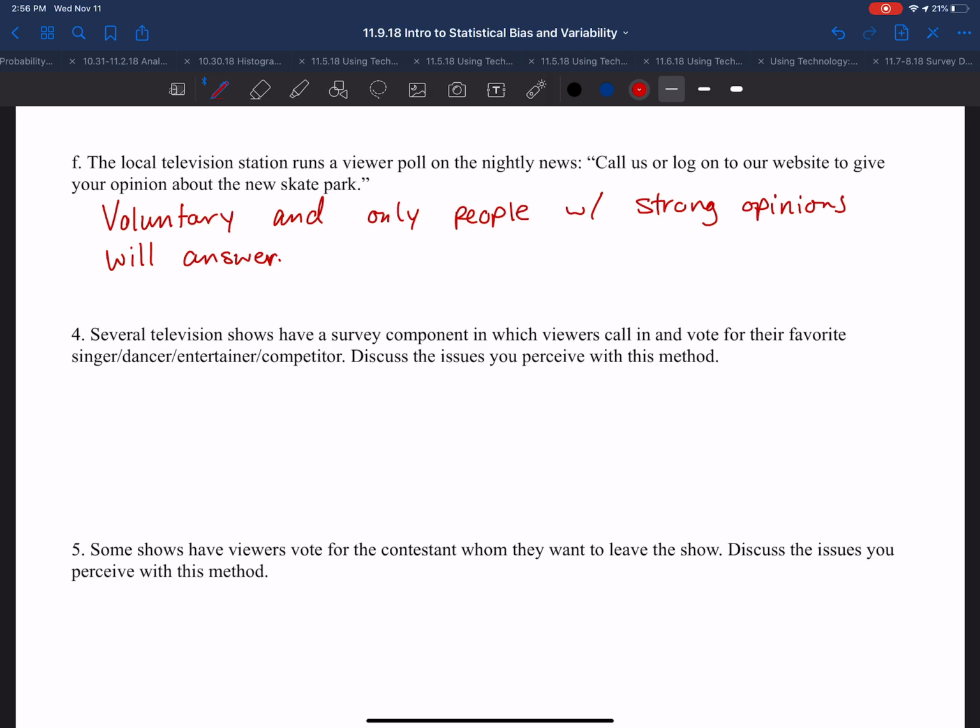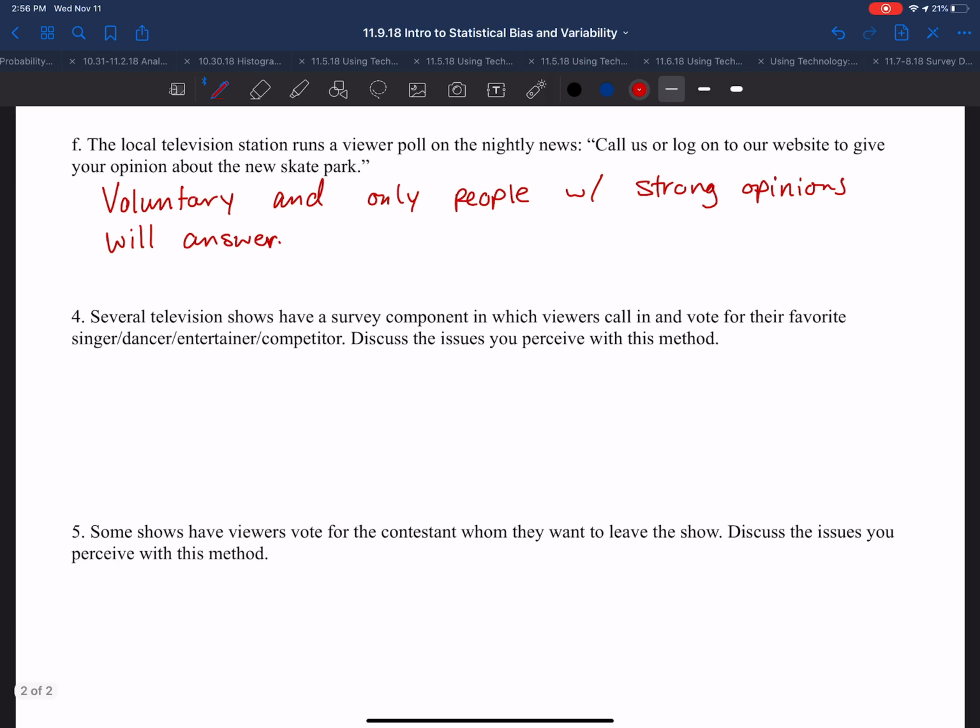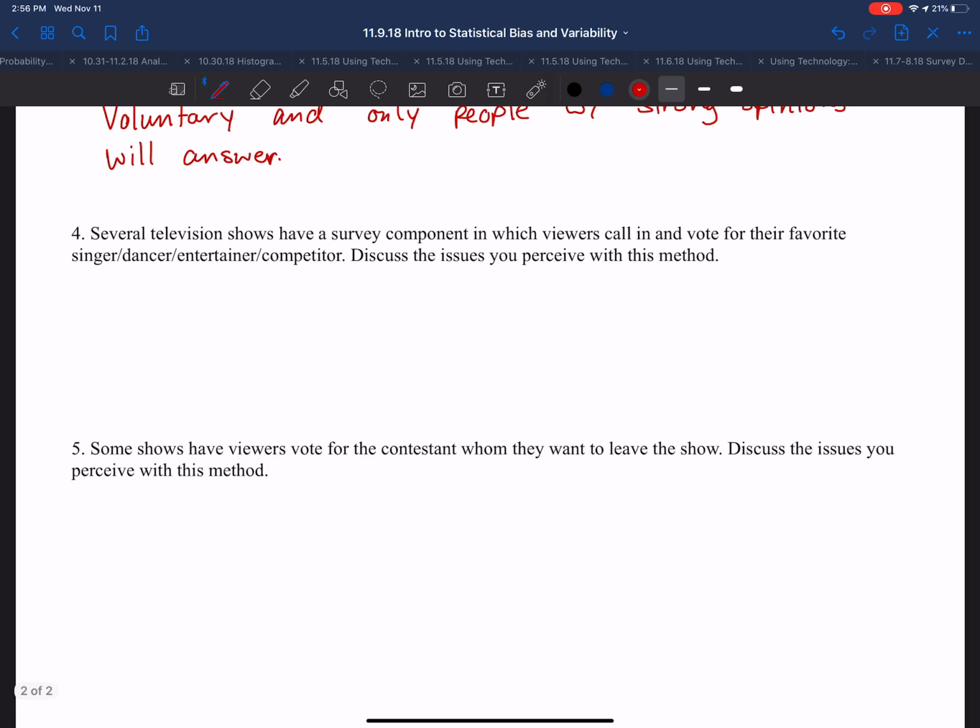All right, so number 4 says several television shows have a survey component in which viewers call in and vote for their favorite singer, dancer, entertainer, or competitor. It says discuss the issues you perceive with this method. So anytime you ever see these, you know how whenever they have the Atlanta, or it might be the entire state of Georgia, they have Athlete of the Week or Athlete of the Month. You can vote more than once.